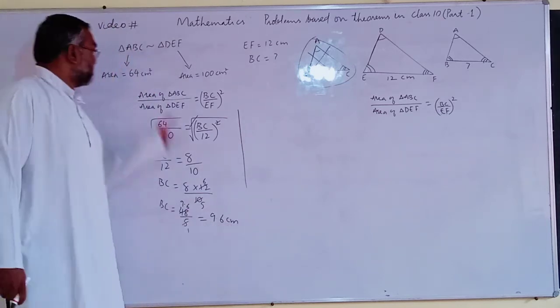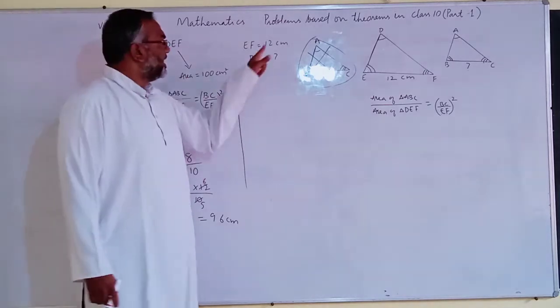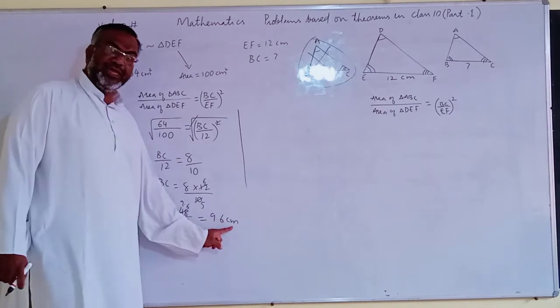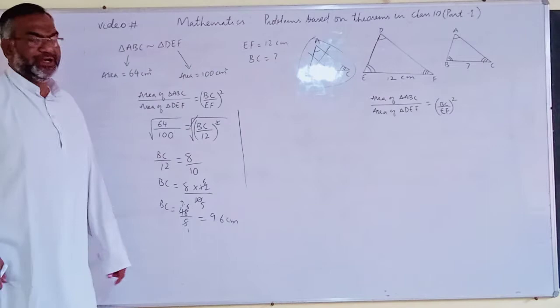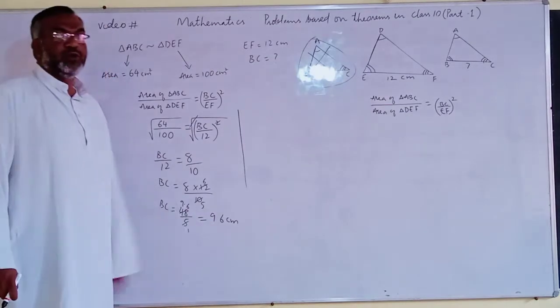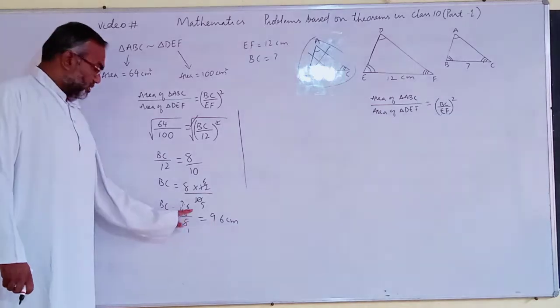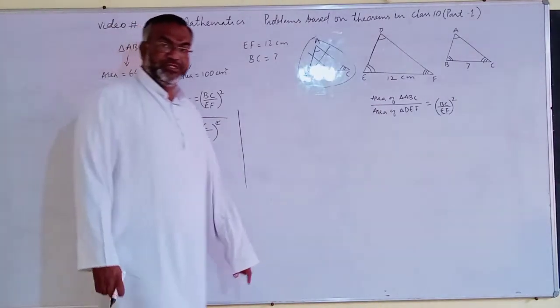Why centimeter? Because area is given in centimeter square, and also the length of EF is given in centimeter. So the length of BC will also be in centimeter. Writing this unit is also important, right? So BC is equal to 9.6. So we got this answer, 9.6 centimeter.